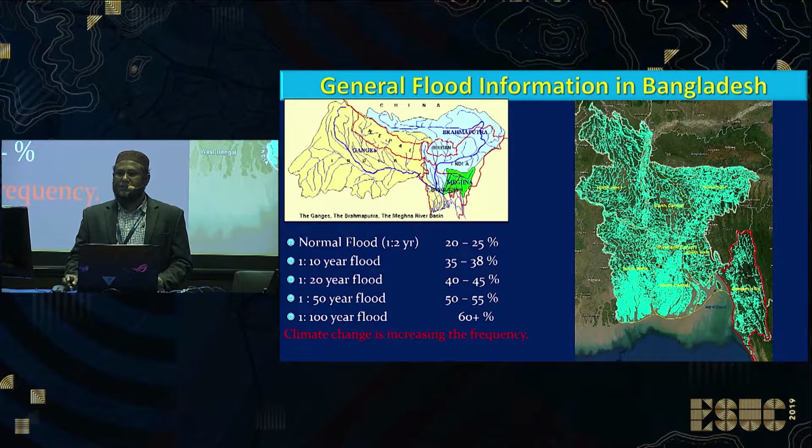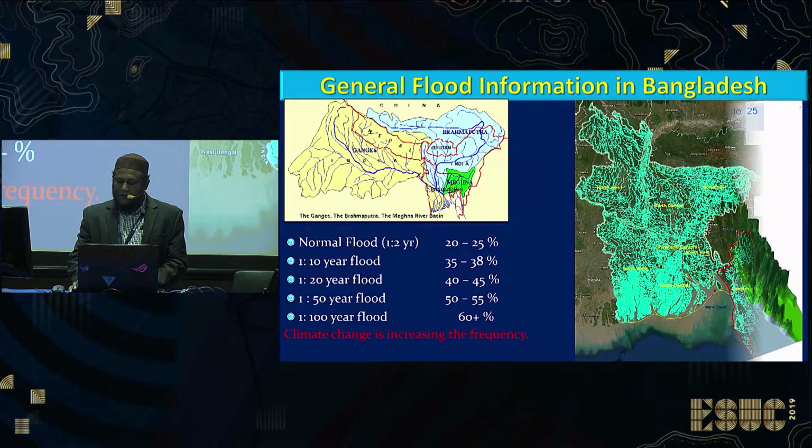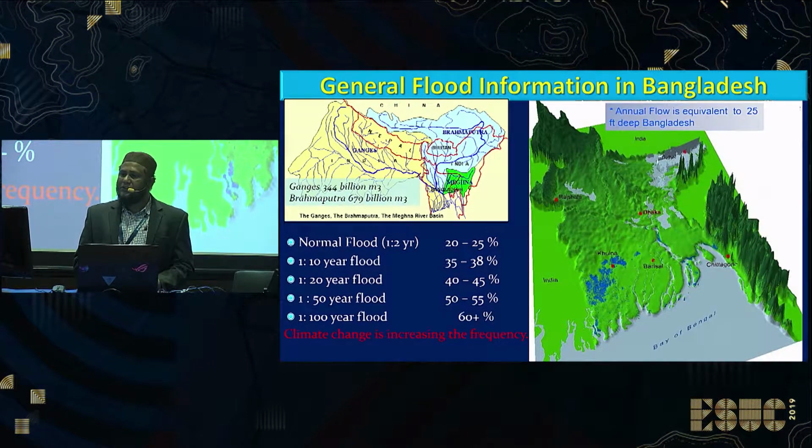Normally, each year the expected area of inundation is 20 to 25%, and we expect about 40 to 45% in a 1 in 20-year return period flood. If all the water which in an average year flows through Bangladesh is stuck, Bangladesh will be under 25 feet of water all over. This is the quantity of water we have to handle.